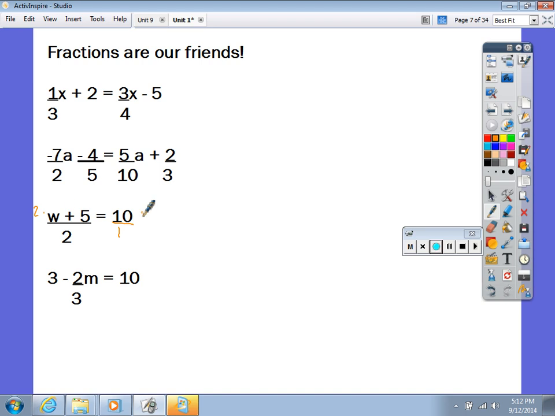That would be times 2. That'd be times 2, right, in order to cancel it out. And the reason why you're doing that for opposite operations, but also because it gives you the same denominator and it cancels the whole thing.